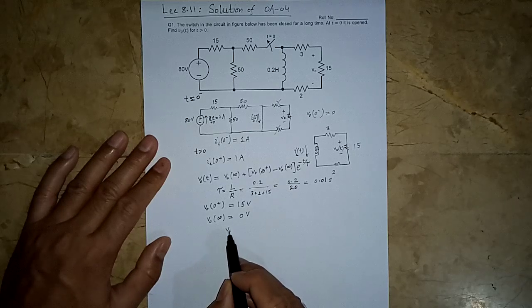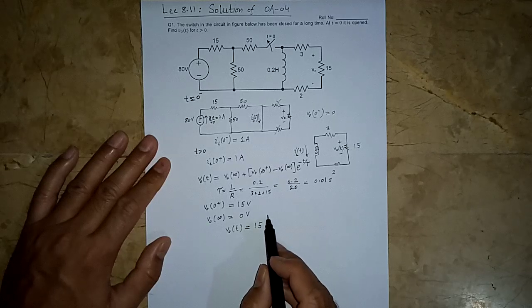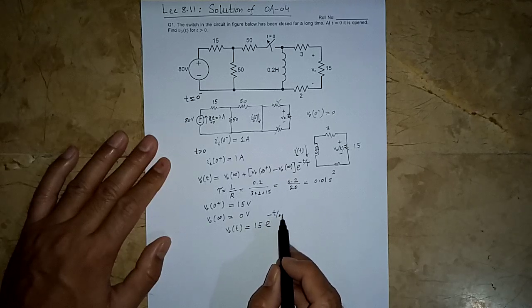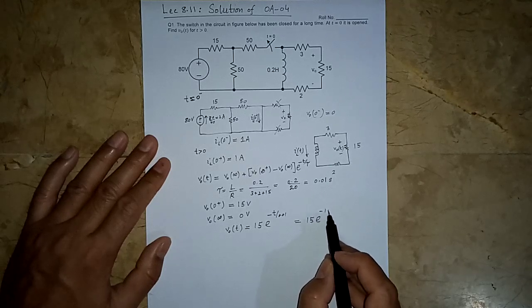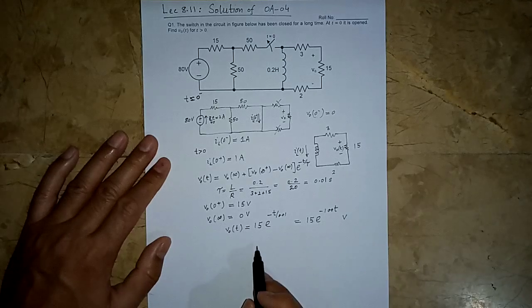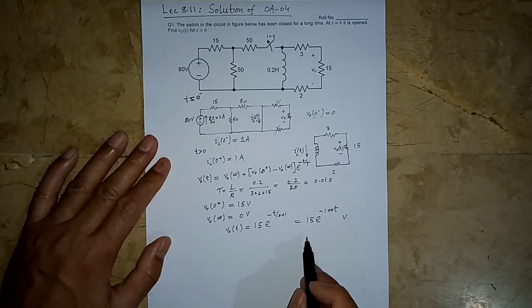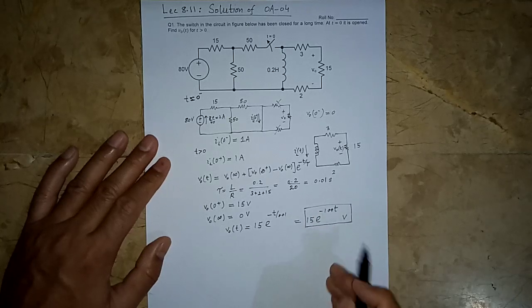So V naught of t would be 15 e raised to power minus t by 0.01, or 15 e raised to power minus 100 t volts. I think this is it. No more, nothing else is to be found out.